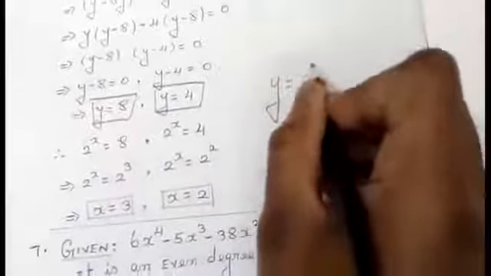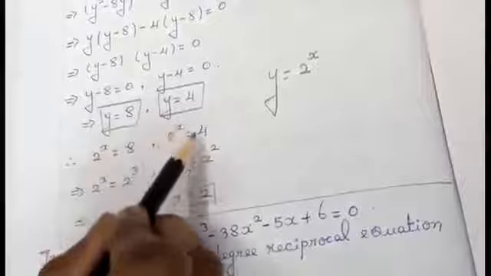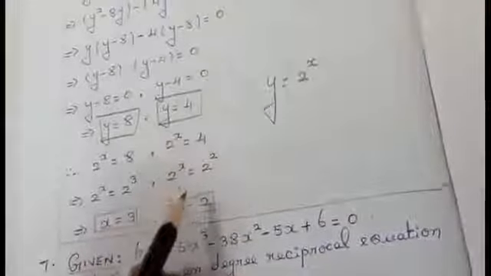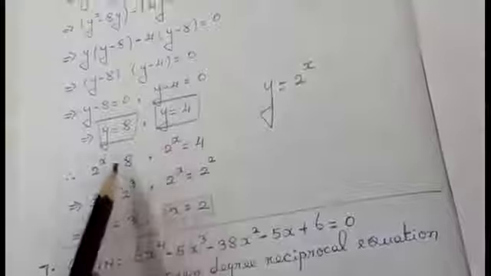After that, what I am doing here is, in place of y, what is the value initially I have given? Y equal to 2 to the power x. In place of y, I am replacing it: 2 to the power x is equal to 8 and 2 to the power x is equal to 4. The main target of the sum is to find the value of x. So, I am writing 8 as 2 to the power 3 and 4 as 2 to the power 2.